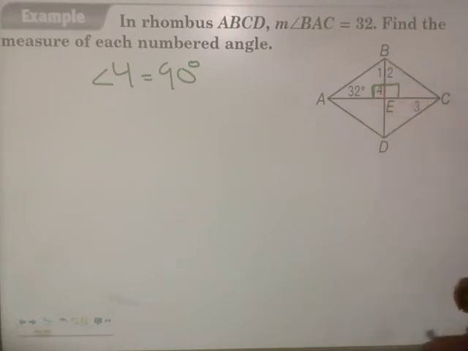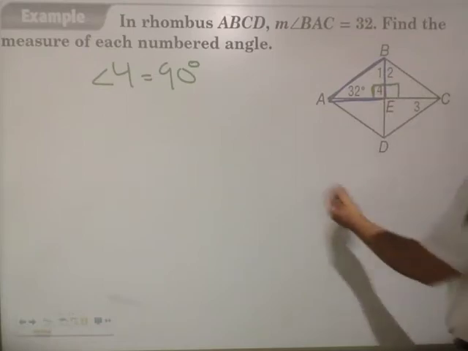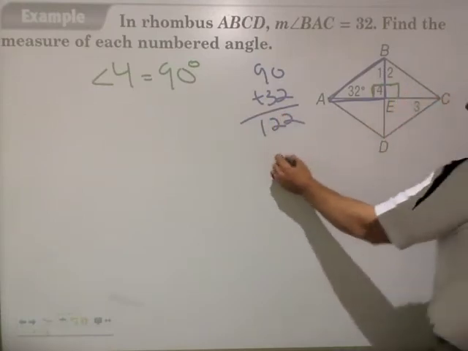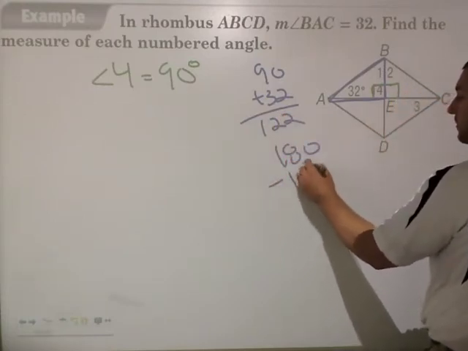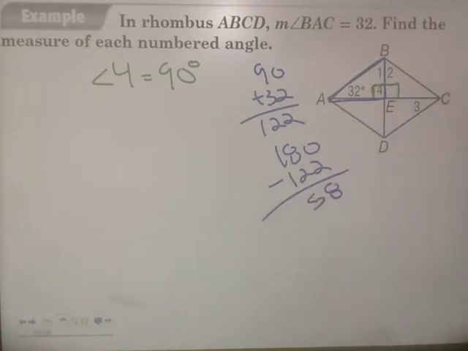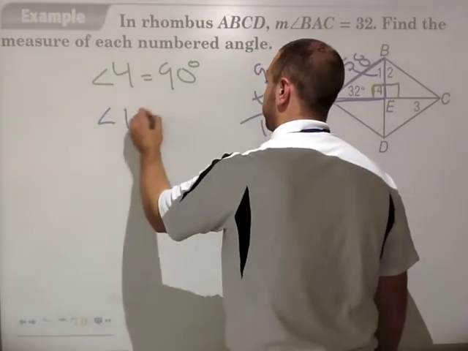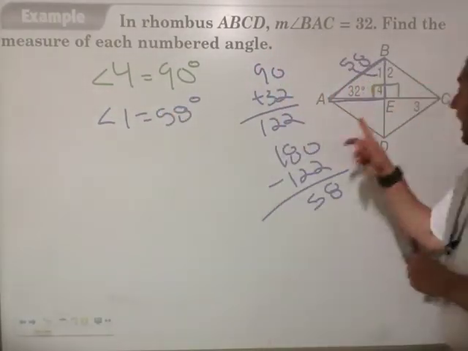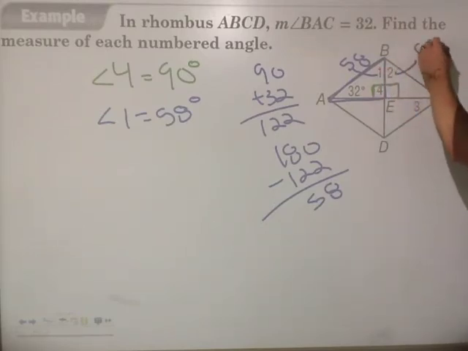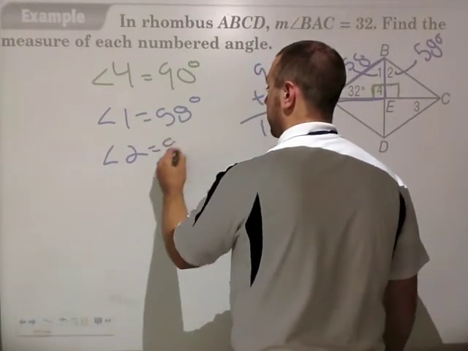I also can say, oh, this right here is a triangle. And I have 90 and I have 32. So I can do 90 plus 32, get 122. Take that and subtract from 180. And I get a grand total of 58. So angle 1 is 58 degrees. If angle 1 is 58 degrees, angle 2 has to be 58 degrees, because this diagonal bisects those. So angle 2 equals 58 degrees.